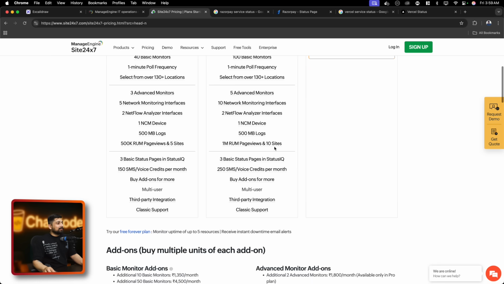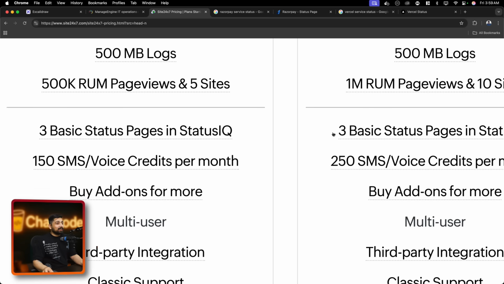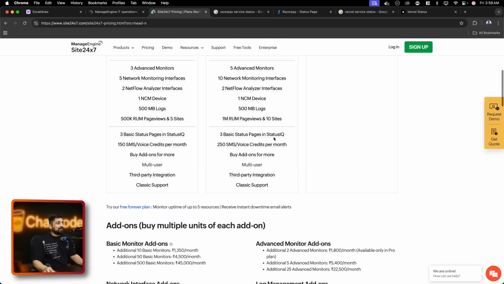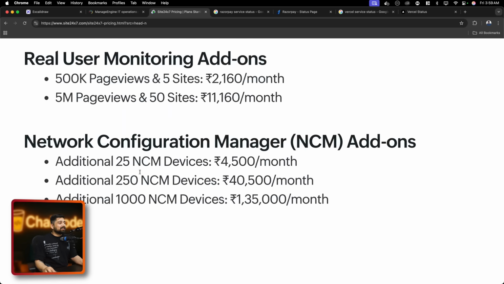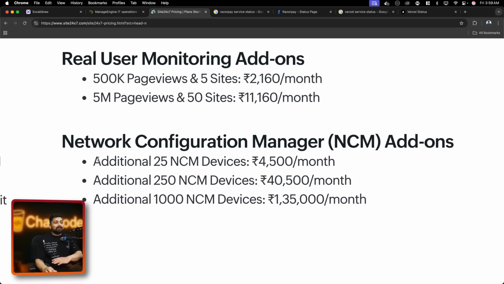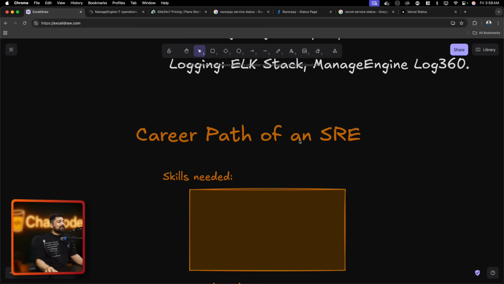You have everything. Notice here, 150 SMS and voice credits per month. Why? Because you will need that. Some incidents do happen. Three basic status pages in StatusIQ and all of this. By the way, you can buy more and more of them as well. You'll see the pricing. They are actually for a corporate setup. If you look at it from the perspective of Vercel, Paytm, Razorpay, this is not even money for them. So anyways, what's the career path?